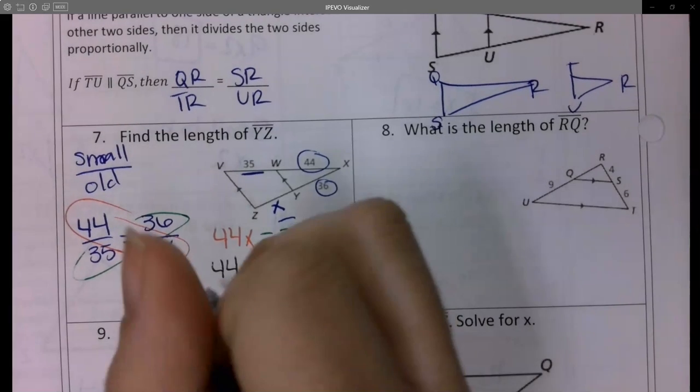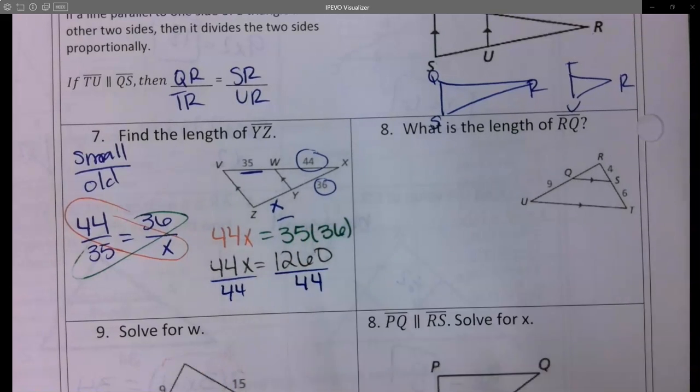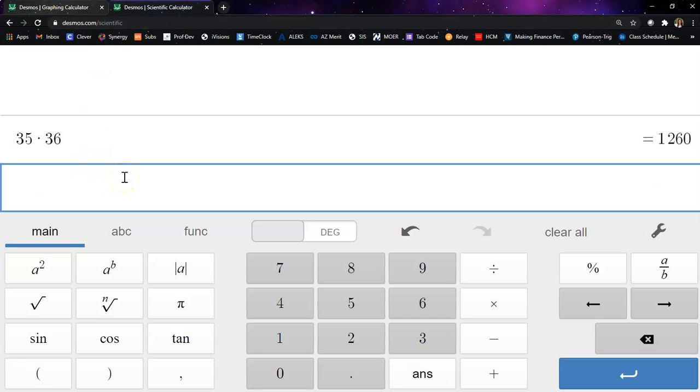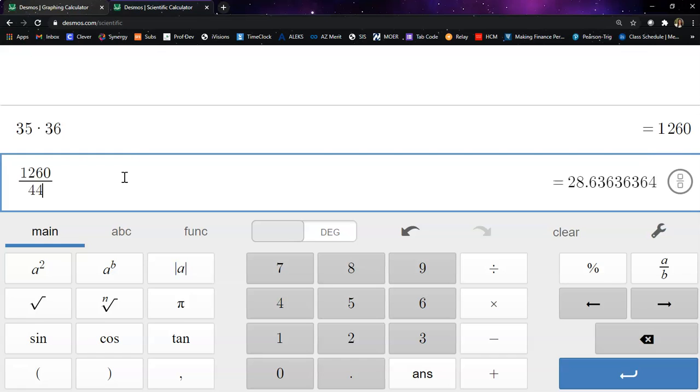Okay, so I want to go ahead and divide both sides by 44. So I want to go to Desmos and divide. Which gets me 28.6.